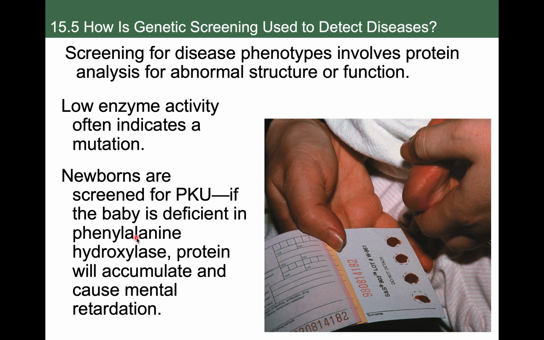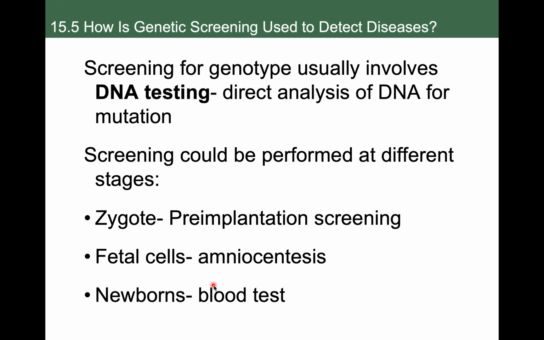And usually, as long as you do that during early childhood, then you're fine and don't have to worry about any of those neurological effects. So that would be screening for phenotype, whereas screening for genotype would actually be DNA type tests. And there's lots of examples of these, especially as DNA testing has gotten cheaper and easier to do over the years. And I wanted to point out this kind of screening could be done at lots of different stages.